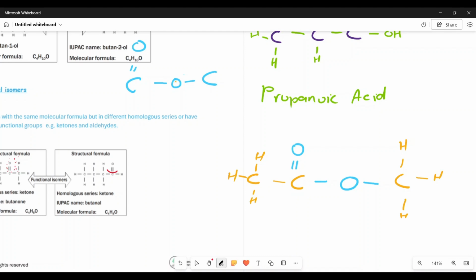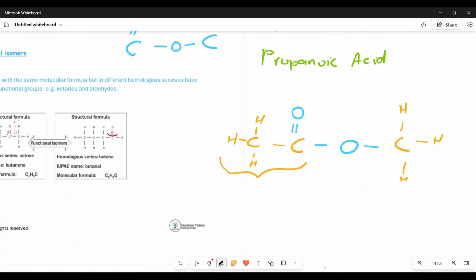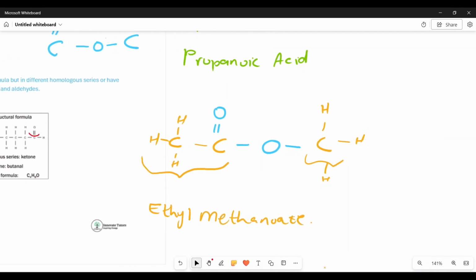Now, if I were to write down the IUPAC name of this, I'm going to start with this first part. I have 2 carbon atoms, right? So this would be ethyl. I have 1 carbon, it would be methanoate. Now, let me count my number of carbons: 1, 2, 3. So I'm trying to write down the molecular formula for this. I have C3, my hydrogens are 1, 2, 3, 4, 5, 6. So C3H6, and I have 2 oxygens.